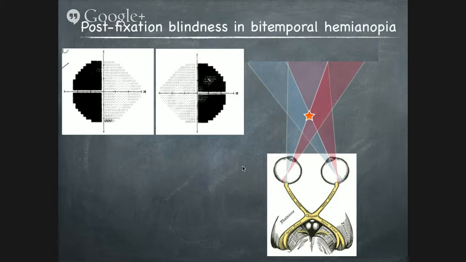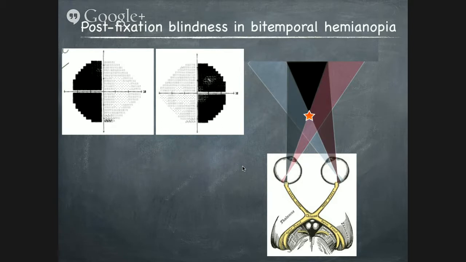But if we now take away the person's temporal fields with this dense bitemporal hemianopia, what happens is that they have the intact nasal field for the left eye and the intact nasal field for the right eye, and those are coming together. But if you look at the missing temporal fields, where in fact they're subtracting vision from this patient, everything immediately behind the point of fixation only lies in the temporal field for each eye, which is weird. But there's the geometry.